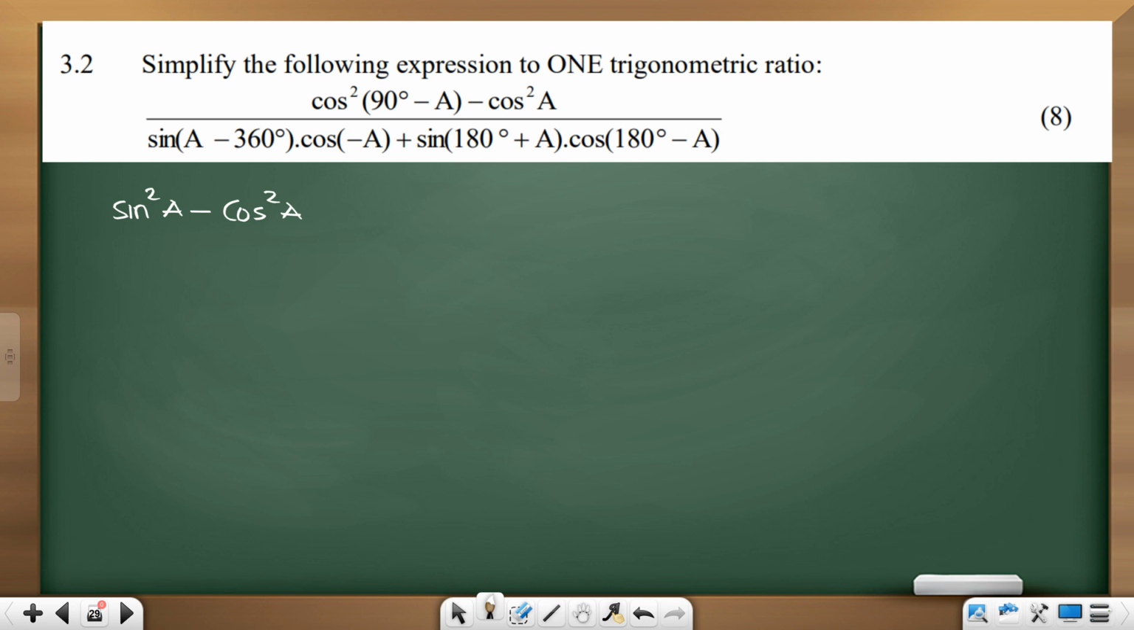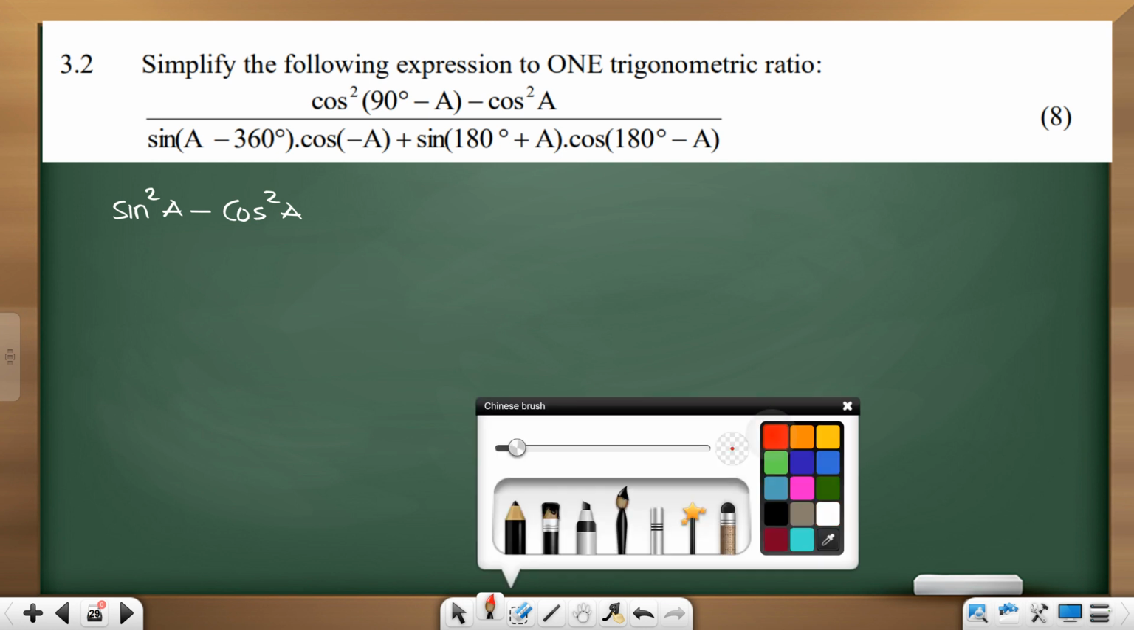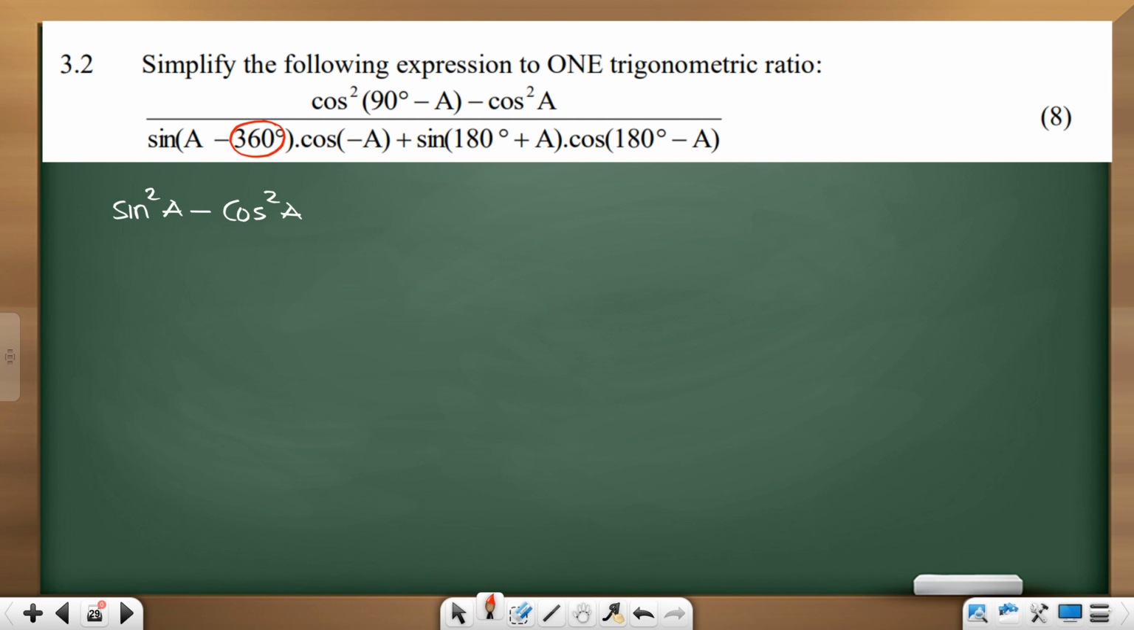What is sine A minus 360? It's sine A. Why is it sine squared? I told you every time you see a 360, put a 0. Check here. Put a 0 there. What is A minus 0? A. I'm done. Sine A. What is cos negative A? Cos A. That you should know.